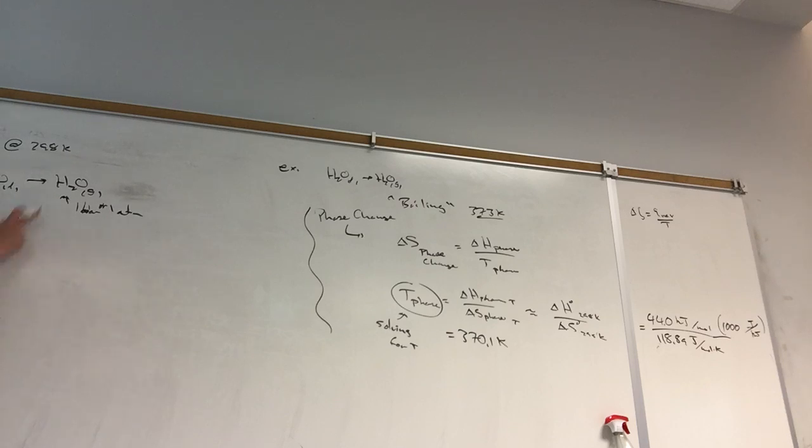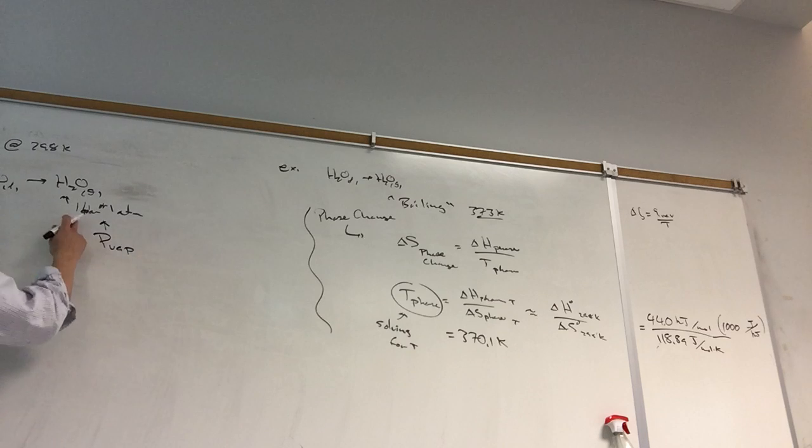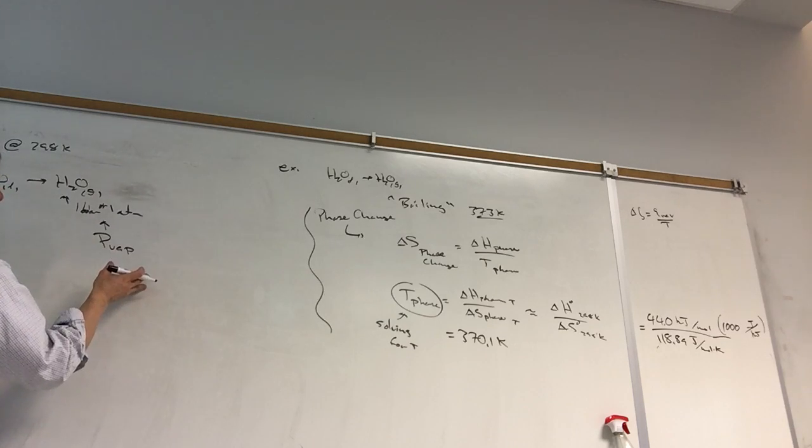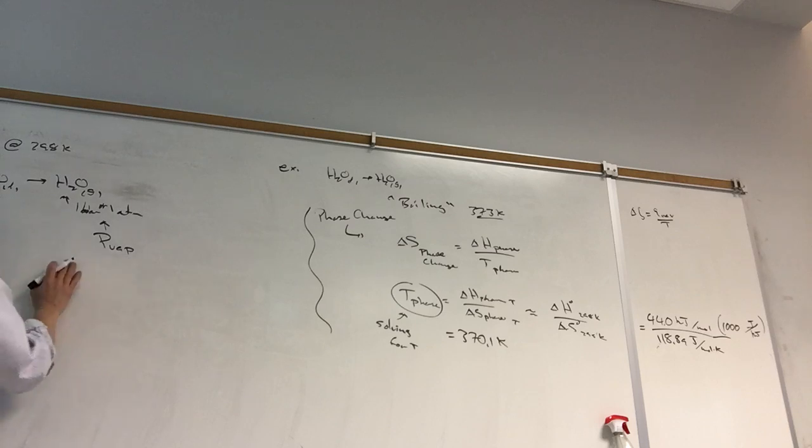In other words, if the vapor pressure of the liquid, H2O gas, is 1 atmosphere, and the atmospheric pressure is 1 atmosphere, what do we call that? We call that boiling. Boiling is when the vapor pressure is equal to the atmospheric pressure, right? Yes. And so here, this would be the vapor pressure.